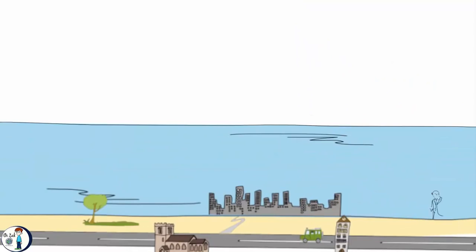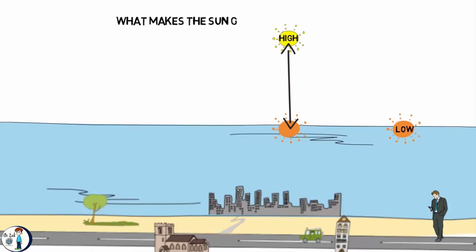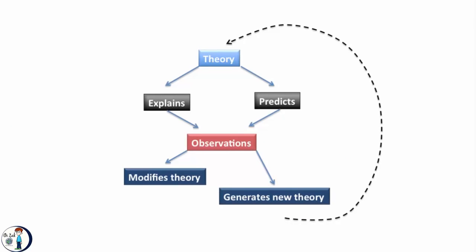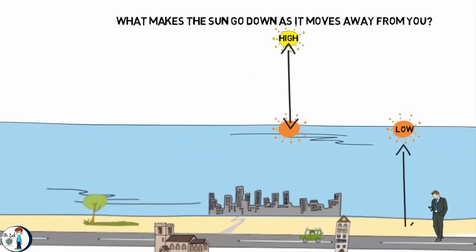But this is all incorrect. What you will see from the ground is the apparent sun only. So whether it appears here or there, it is always lower, and the real sun is always higher. Now the question is, what makes the sun go down as it moves away from you? There are a few theories about this, but they can all be wrong. But let us explain one theory.